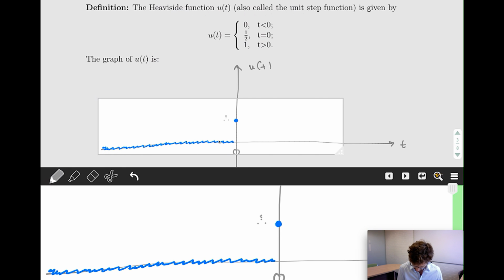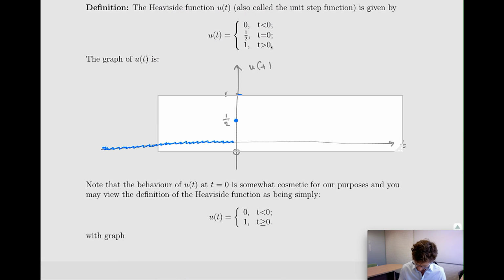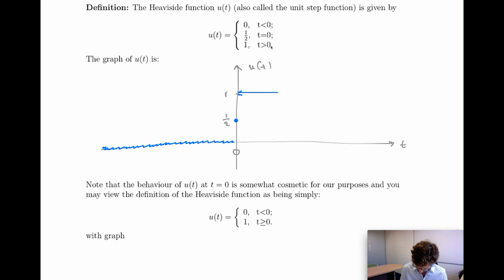So that's a half. And then after that, for positive values of t greater than 0, our function u is going to be equal to 1. And so that's going to continue off to infinity.